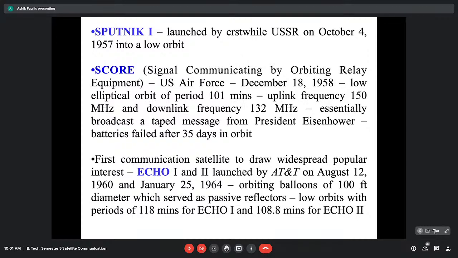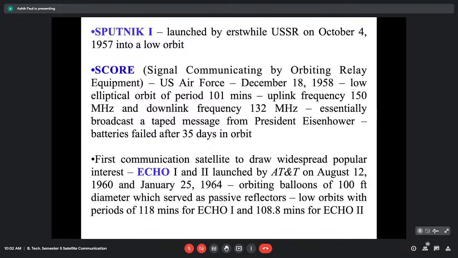And secondly, immediately afterwards, the United States also became extremely active and tried to develop a similar kind of artificial satellite of their own, and they named it SCORE, Signal Communicating by Orbiting Relay Equipment. This was designed by the US Air Force. It was on 18th December 1958, about 1 year after Sputnik 1, that SCORE was put into a low elliptical orbit with a period of close to 100 minutes. And it operated at frequencies of about 150 megahertz for uplink and about 132 megahertz for downlink.